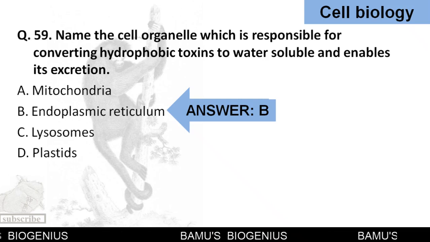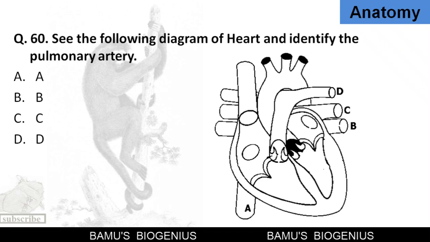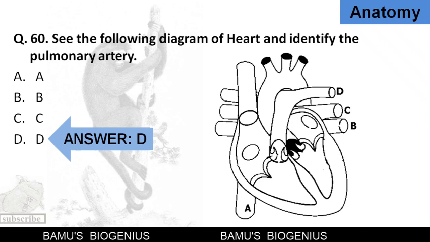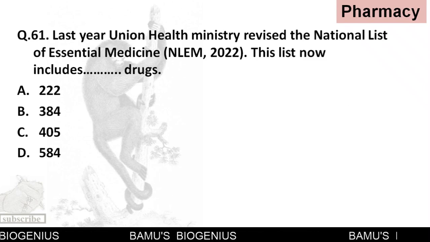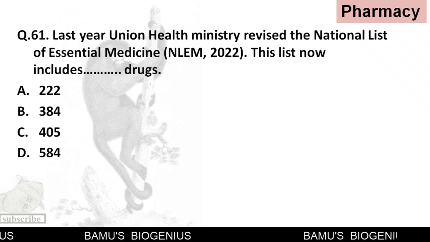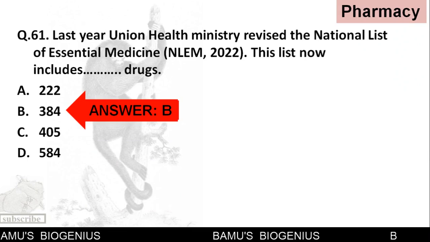Then question number 60 is, see the following diagram of the heart and identify the pulmonary artery. So the answer is D. Now question number 61. Last year, the Union Health Ministry revised the National List of Essential Medicines, NLEM 2022. This list now includes drugs: A. 222, B. 384, C. 405, and D. 584. The answer is B, 384.